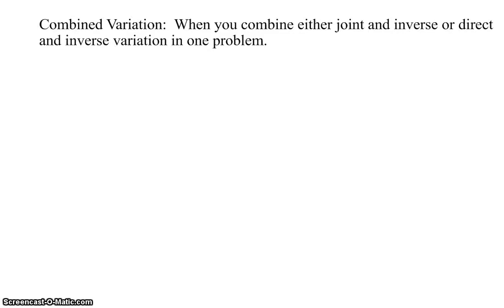This podcast will cover combined variation. Combined variation is literally combining two different types of variation. It will either be joint and inverse or direct and inverse in the same problem. You have to read the problem very carefully in order to know what to do.